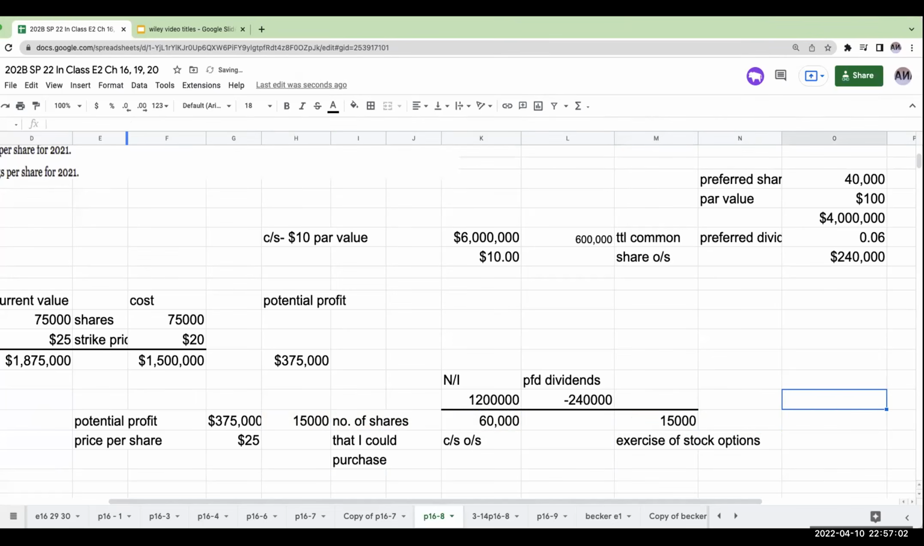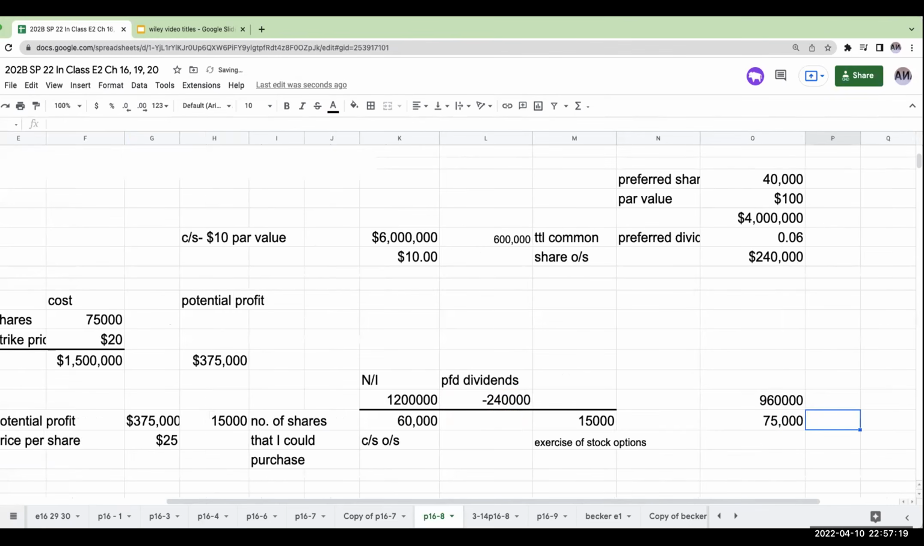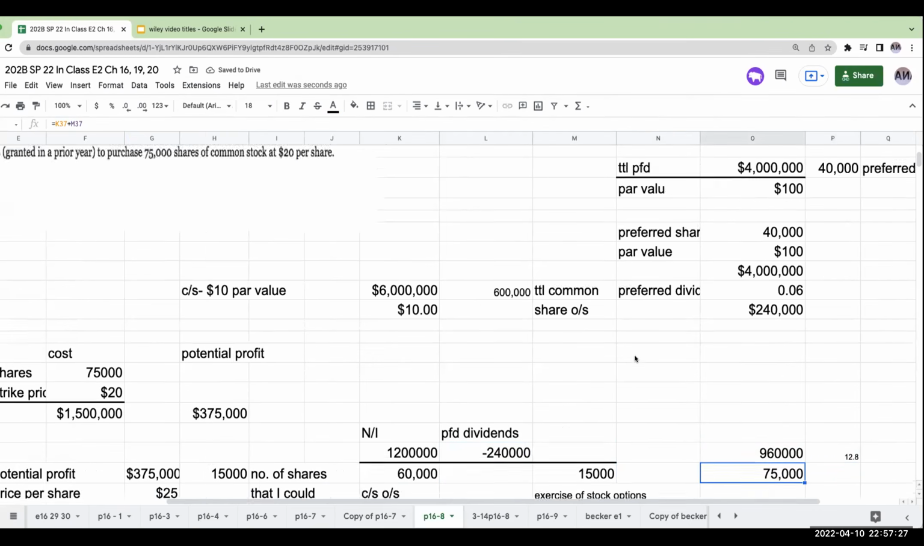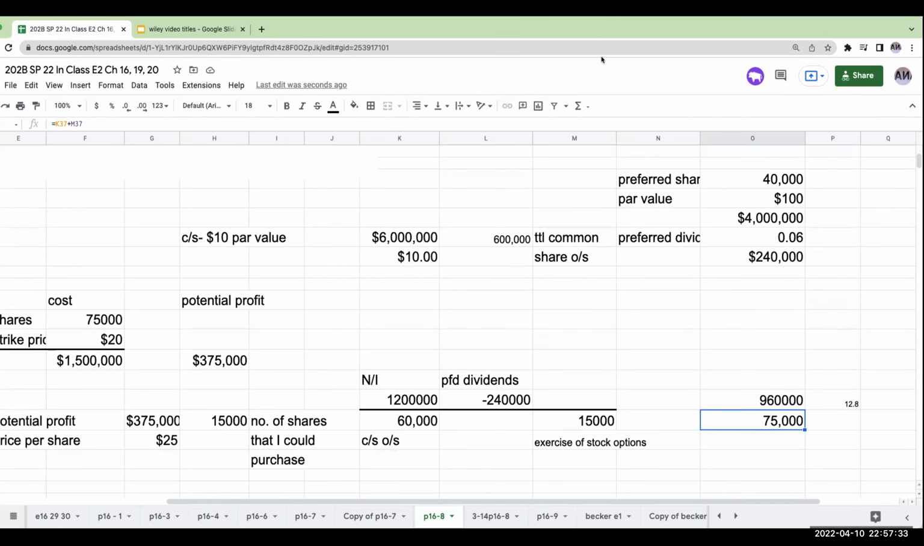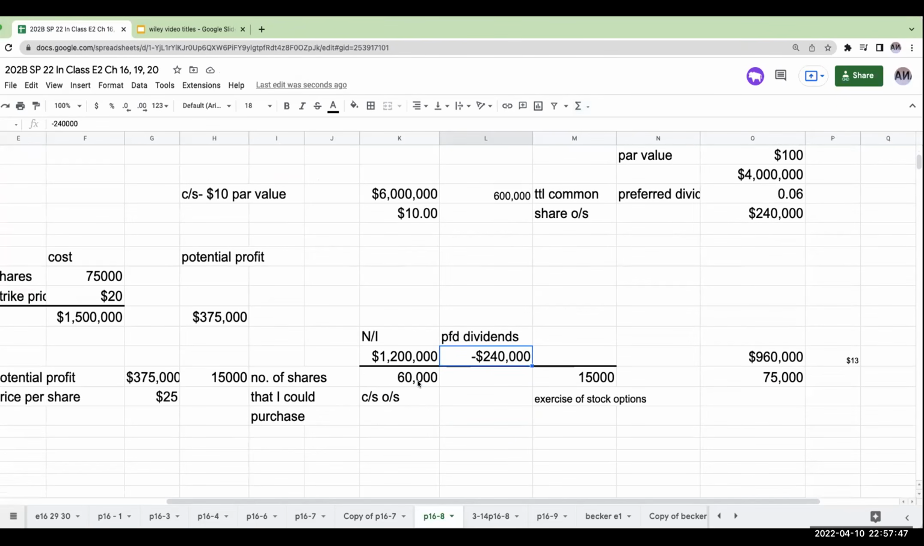Okay, so what I want to do at this point is look at what this looks like right now. I've got 1.2 million minus 240, and then I've got 60,000 plus 15,000. Wow, why did that not look right? Hold on, 1.2 million. Just give me a second. Oh, I'm an idiot. This is actually not 60,000, it's 600,000. Oh, there we go. Okay.